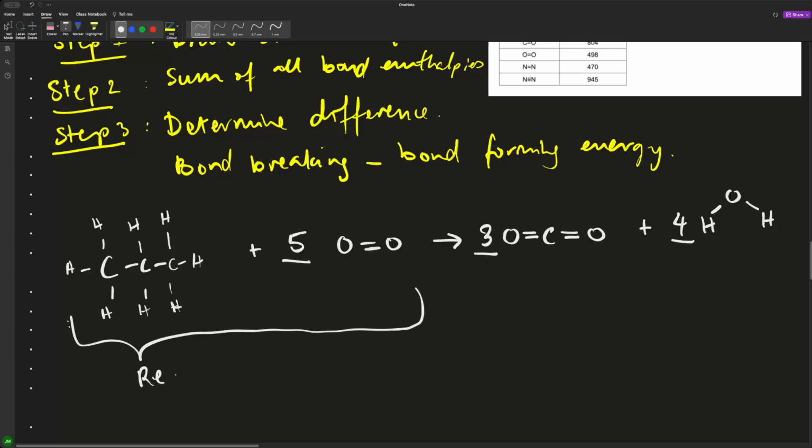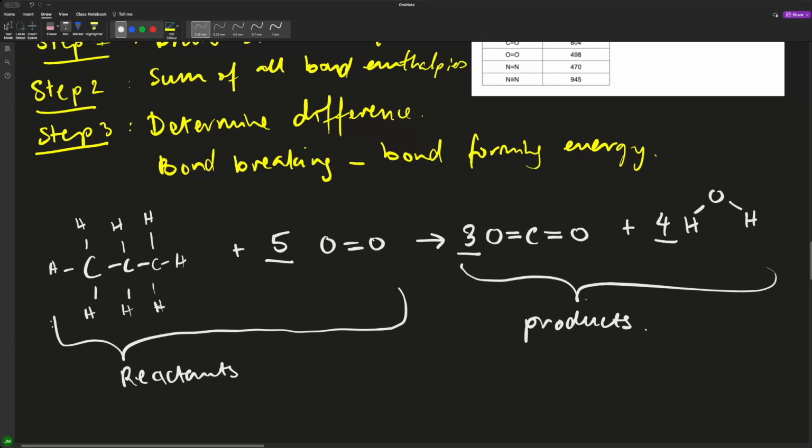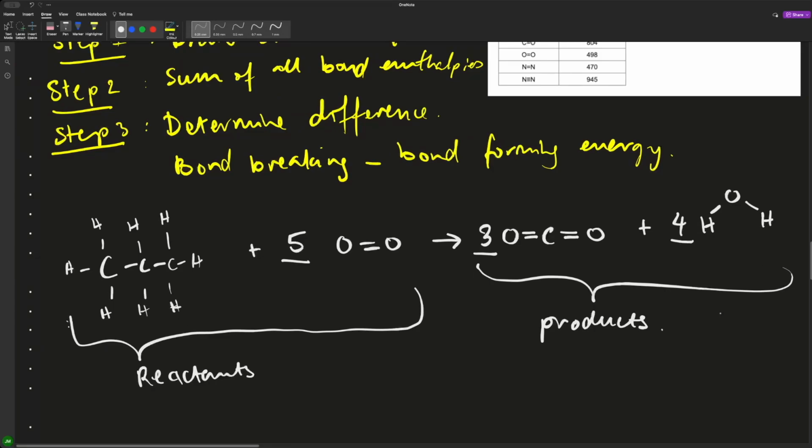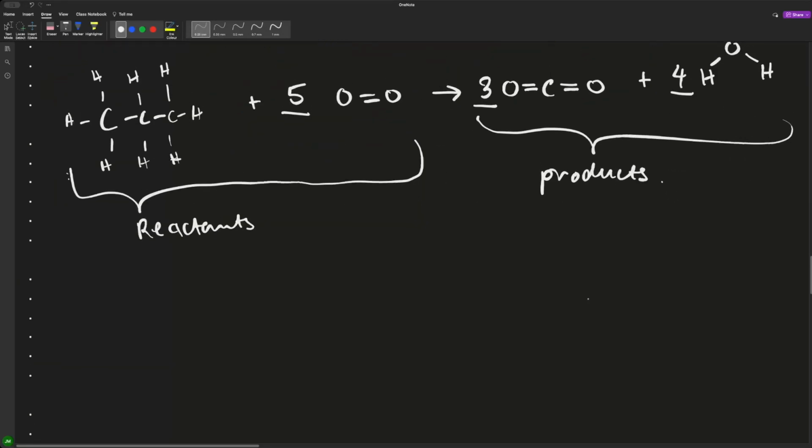Okay. We need energy to break the bonds in these, and these are our products. Energy is going to be released when we form these. Energy in, energy out. Okay, so let's look at all the bonds that we are breaking. We are breaking CH bonds there, and we're breaking 8 of them. So 8 CH bonds.